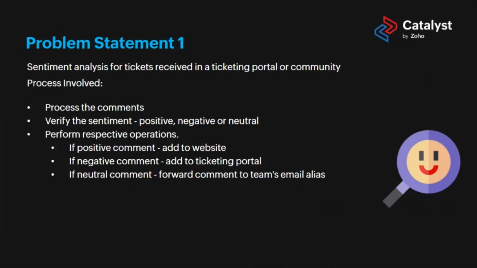If it's a negative comment that we get on Slack, we're going to add it to our ticketing portal to say, hey, we got this negative comment. Let's try and resolve the ticket. In case it's a neutral comment, then we're going to forward the comment to the team's email alias. So we've got 3 operations depending on the sentiment of the comment. Now let's go ahead to the next screen to take a look at how we would do this using Catalyst.